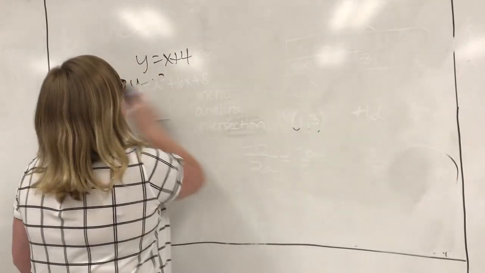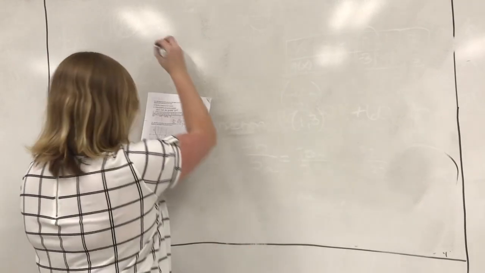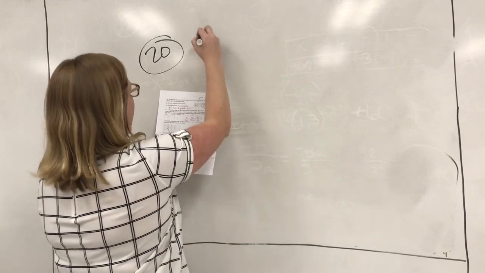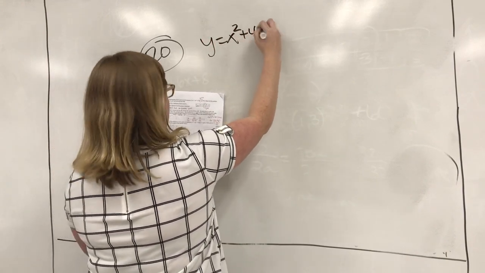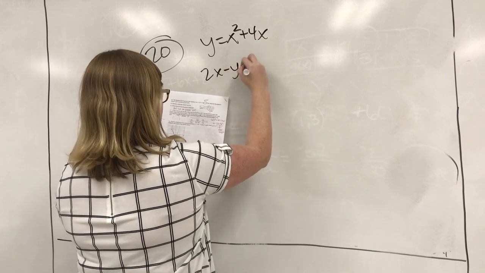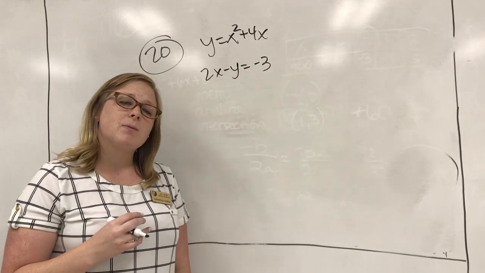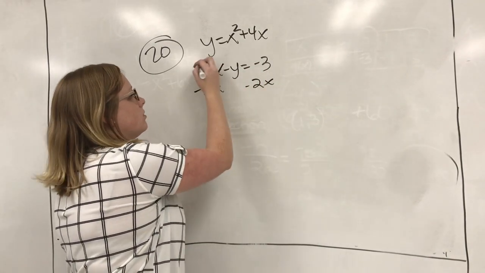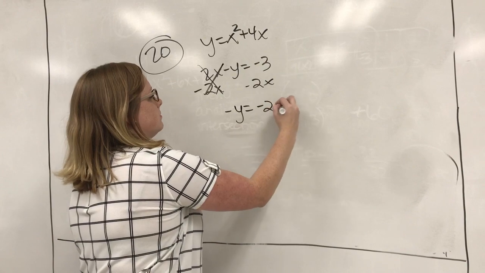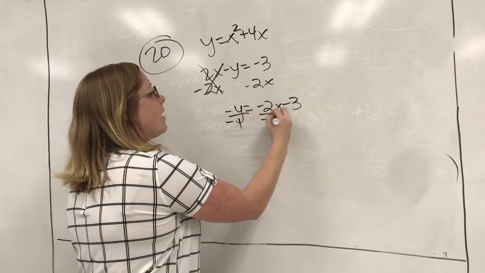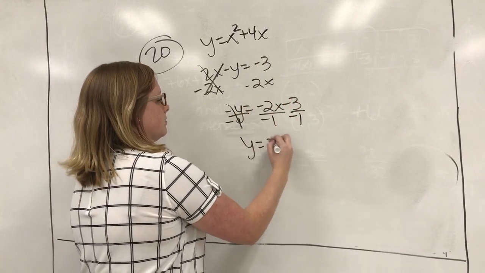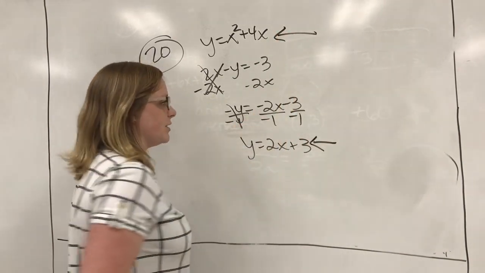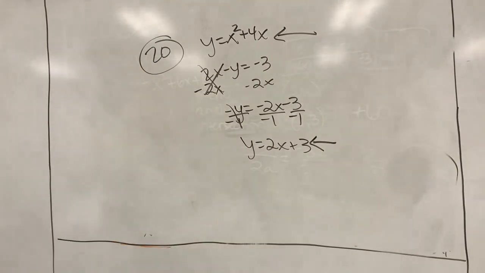All right. So number 20. You've got y equals x squared plus 4x, and you've got 2x minus y equals negative 3. Remember, before I can graph them in my calculator, I have to solve for y. So I'm going to subtract 2x from both sides. Divide everybody by negative 1. So I'm going to graph that equation and that equation. Let me show you this on the calculator.